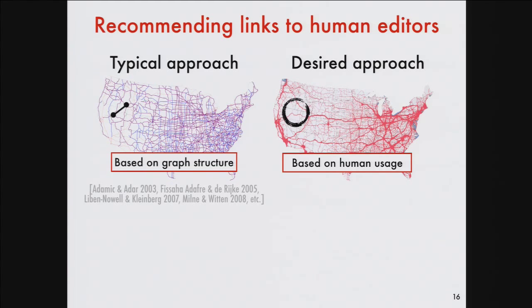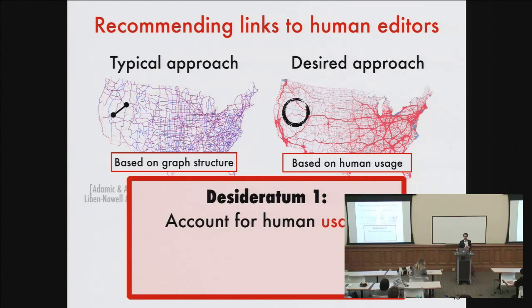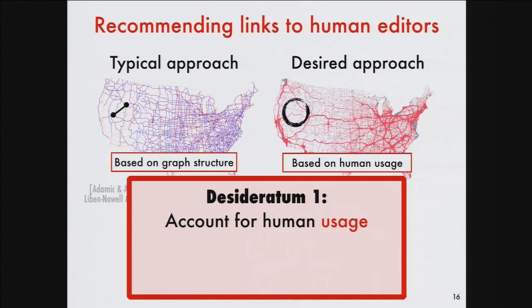What you'd really want to do is take the traffic into account and build those roads that would benefit the largest number of citizens. And I argue that when we talk about building hyperlinks rather than building roads, we should also build those hyperlinks that would benefit the largest number of web users. So that's desideratum 1 for a link recommendation method. We should account for human usage.